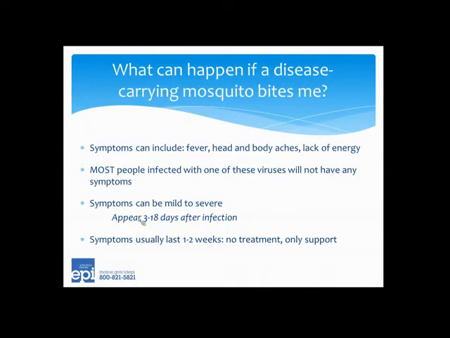But both of these viruses can cause encephalitis, which is a swelling of the brain. And anytime the brain is affected, that can be very serious. It can put you in the hospital. It can also kill you. This is the severe case. It's not all the time, but symptoms usually appear 3 to 18 days after infection, and symptoms can last 1 to 2 weeks. Unfortunately, for these viruses, there is no treatment. There's only supportive care, so the doctor will do what they can to reduce pressure on the brain and to make the person more comfortable.